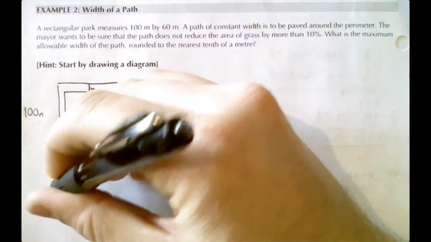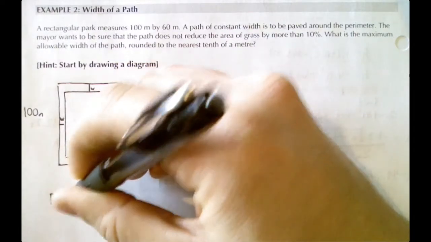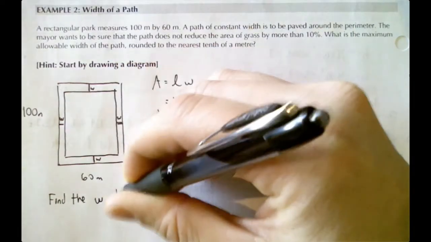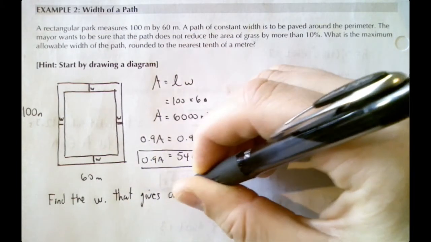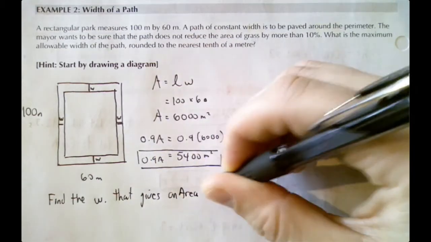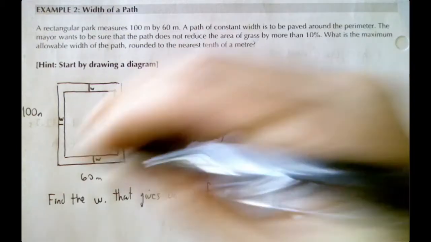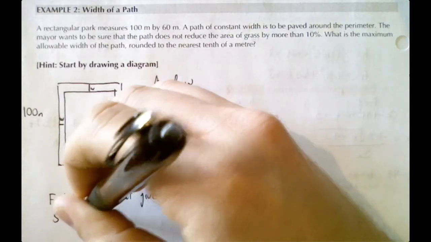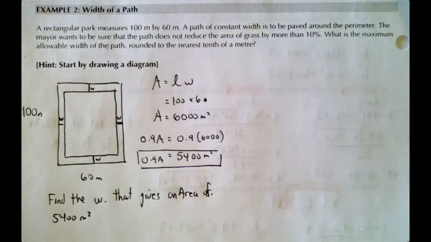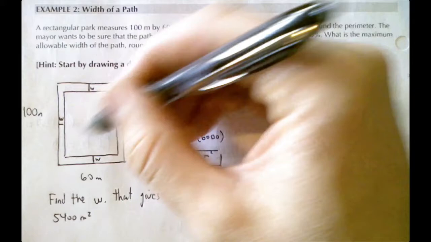So we want to find the W that gives an area of 5,400 meters squared. That's what the question is. So how do we do that? Well, we need to find the area of this space.